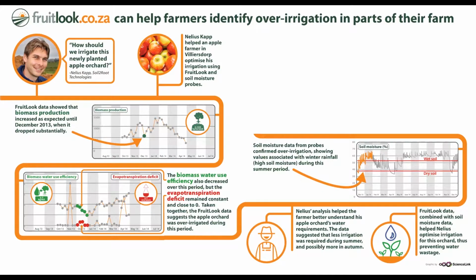Waterlogging conditions can be caused by bad soil drainage or over-irrigation. This is an example of how to identify possible over-irrigation with the help of Fruitloop.